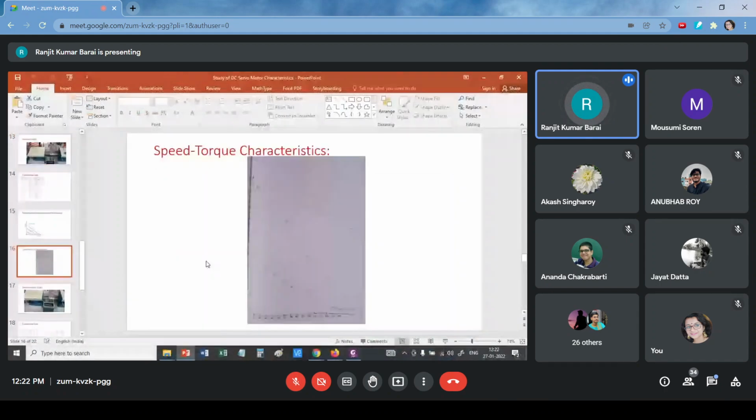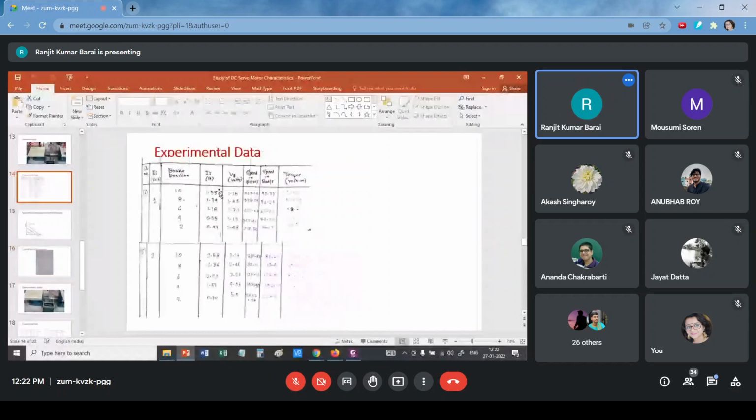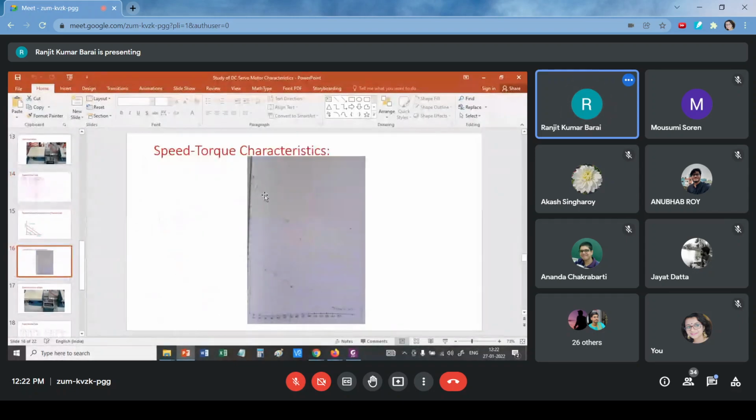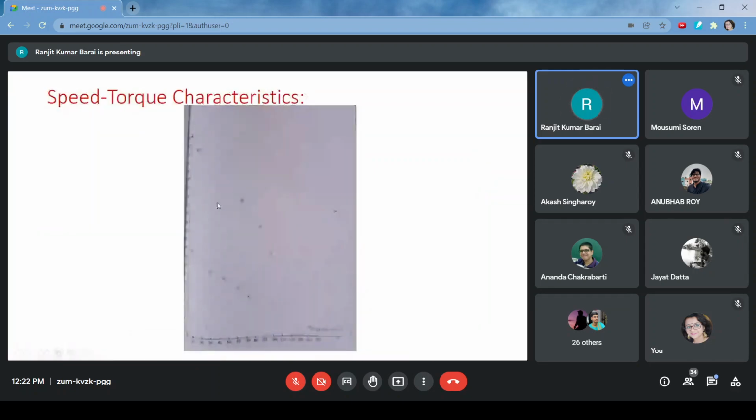If you calculate this data, the speed corresponding to VG, that means the tacho generated voltage, and torque from the table, as I said, you'll get this type of characteristics for one input voltage and another input voltage. They are linear, but in the ideal case they should be parallel. But some mismatch is there, because of some experimental error or some other reason.